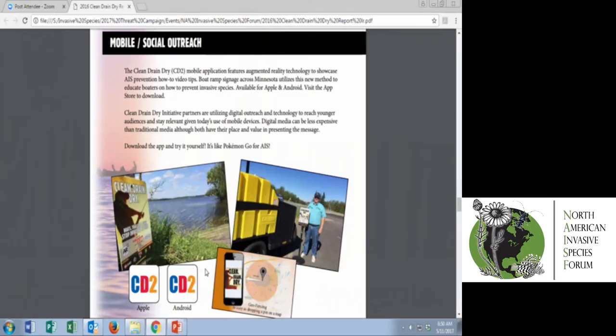Everybody was walking around with their heads down and their phone in their face, trying to chase Pokemon. Well, the CD2 app uses that similar technology. If you download the app, and it's free, and you scan one of our new boat ramp signs, a video about AIS prevention will play right in the palm of your hand.